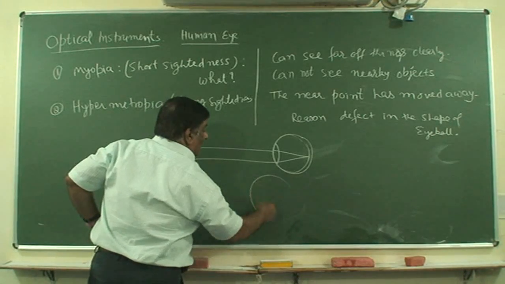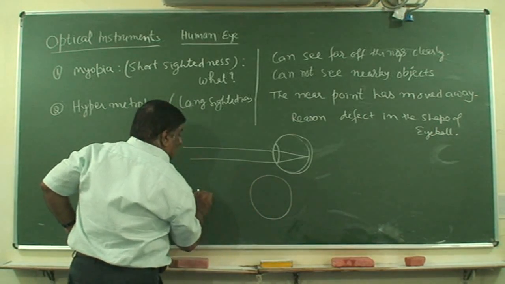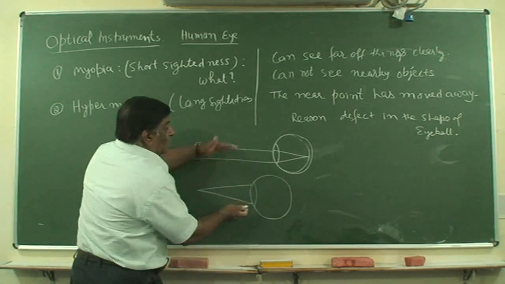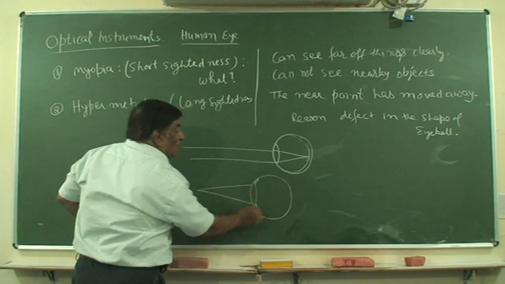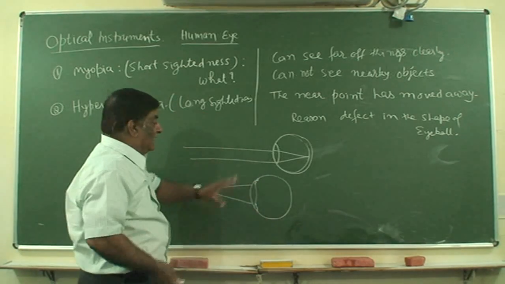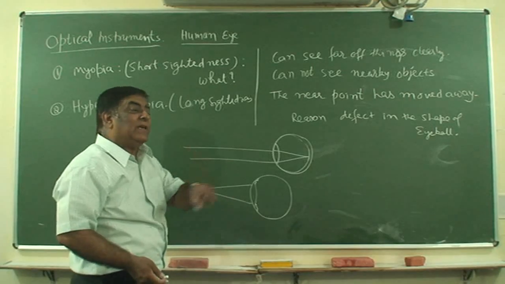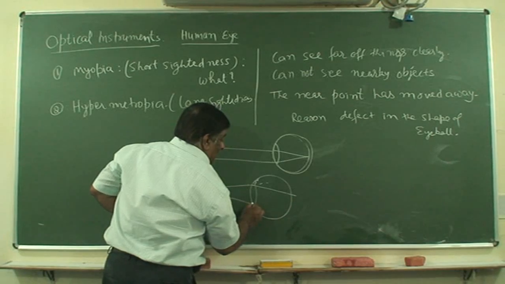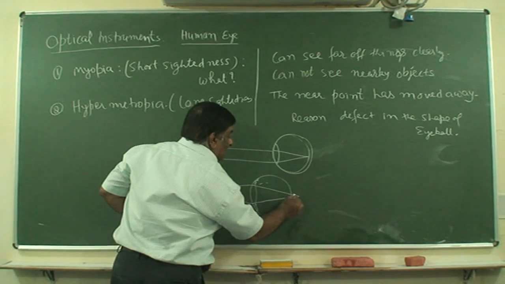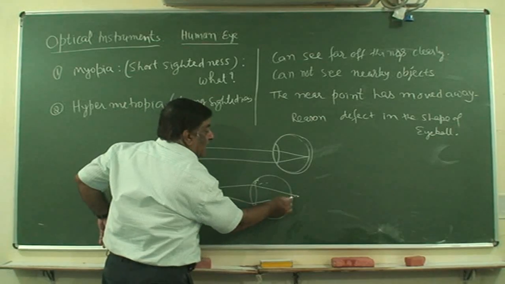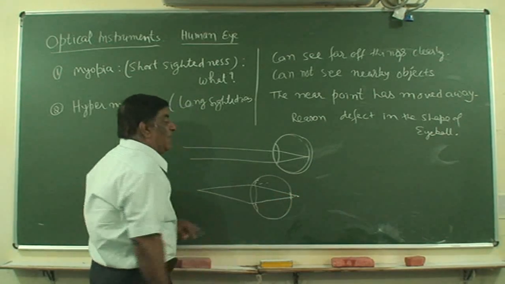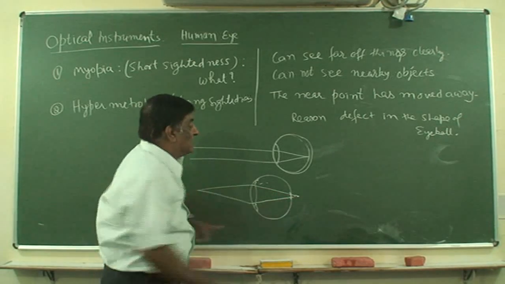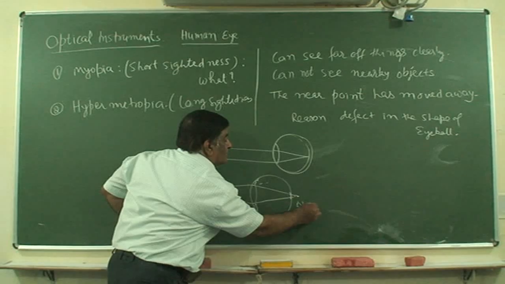If the object is nearby, the rays are coming like this and the ciliary muscles cannot press the lens beyond a certain limit. They press it as much as possible. Even after that, the rays are bent only in this direction, while the image has to be formed here. Then on the retina, how is the image? At the retina, the image is not there. So here the image is blurred.